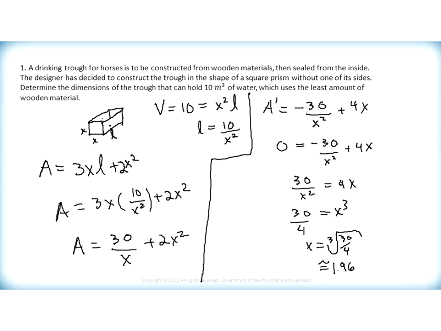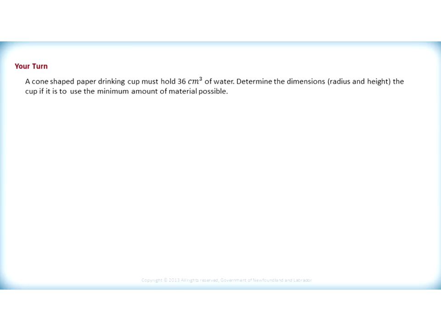And so then we have to go back and figure out what our length is, because they asked us for the dimensions. So the length equation was 10 divided by x squared. So L is going to be equal to 10 divided by 1.96 squared. So that's going to be about 10 divided by 4, so it should be about 2.5. I get more precisely, or more accurately, 2.6. So we've got 1.96 meters for the dimensions of the square on the end, and 2.6 meters long. So that's kind of a funny shaped drinking trough, but it'll have to work if they want to minimize their materials.